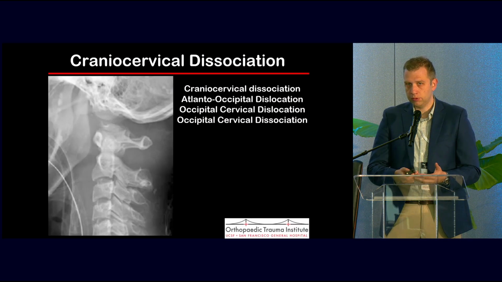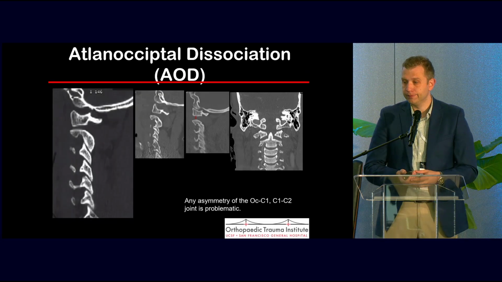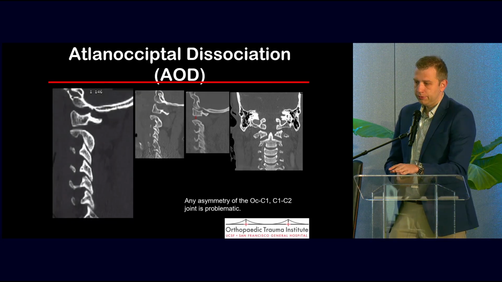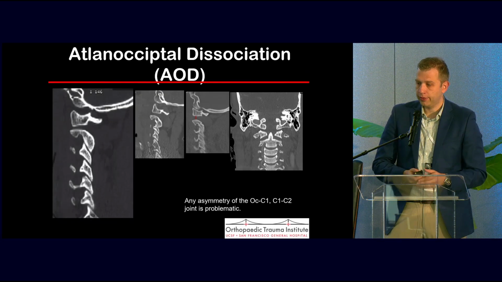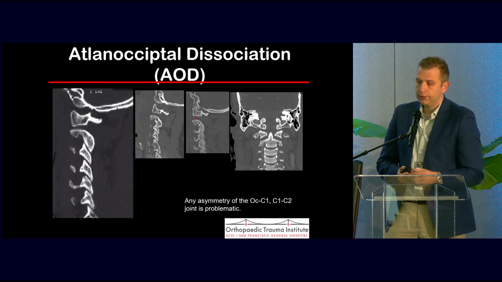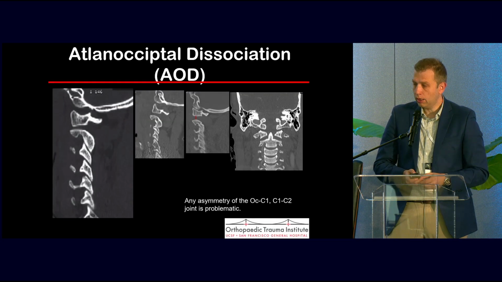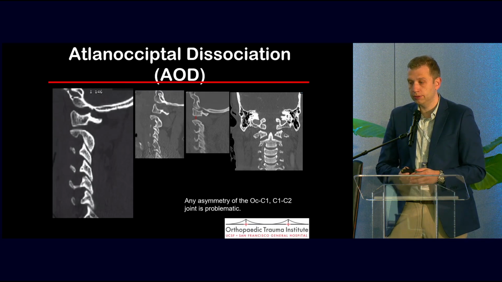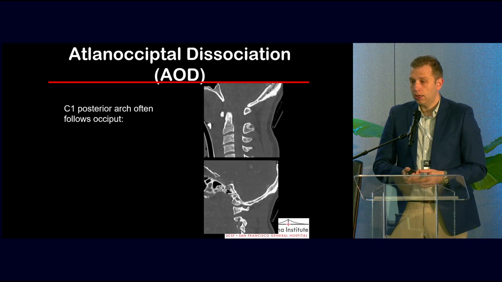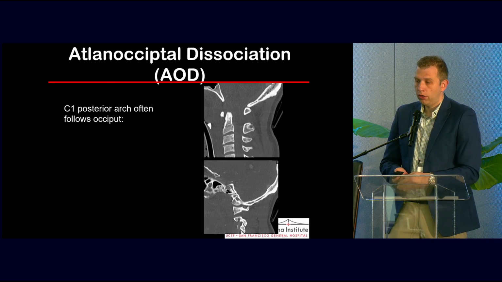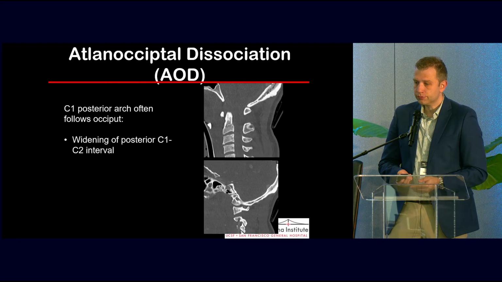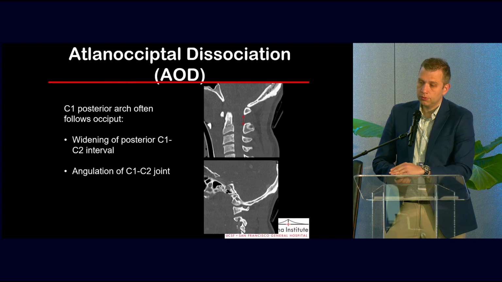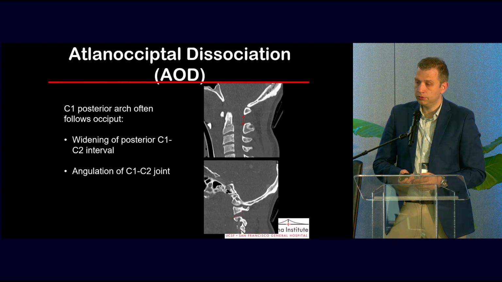So now we'll take a closer look at the anatomy. Going back to these images over here, you could see the red line over there shows widening of the C1, C2 joint. You look for any asymmetry of the occipital cervical joint or the C1, C2 joint. The C1 posterior arch often follows the occiput, which leads to widening of the C1, C2 interval, and you also have angulation of the C1, C2 joint.